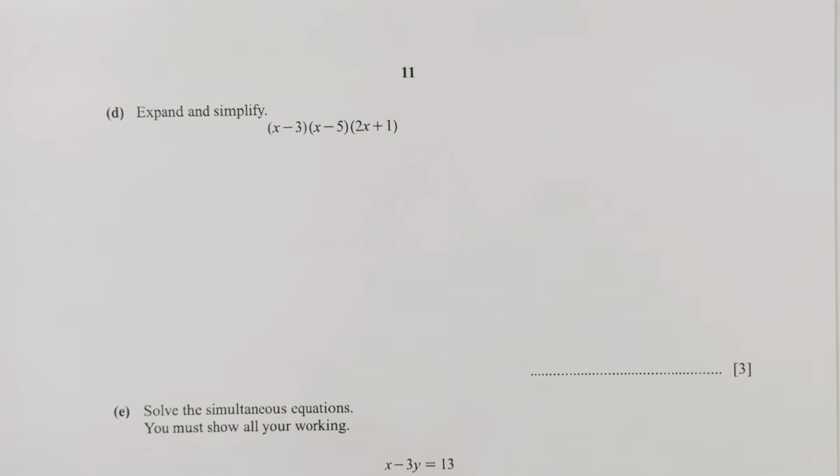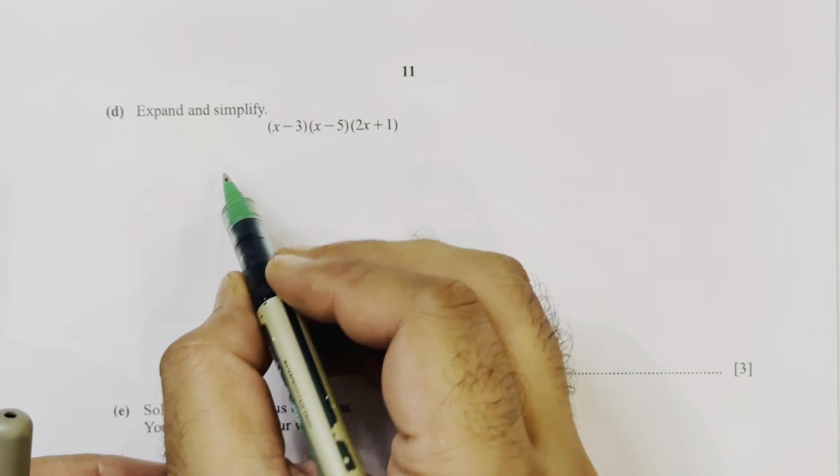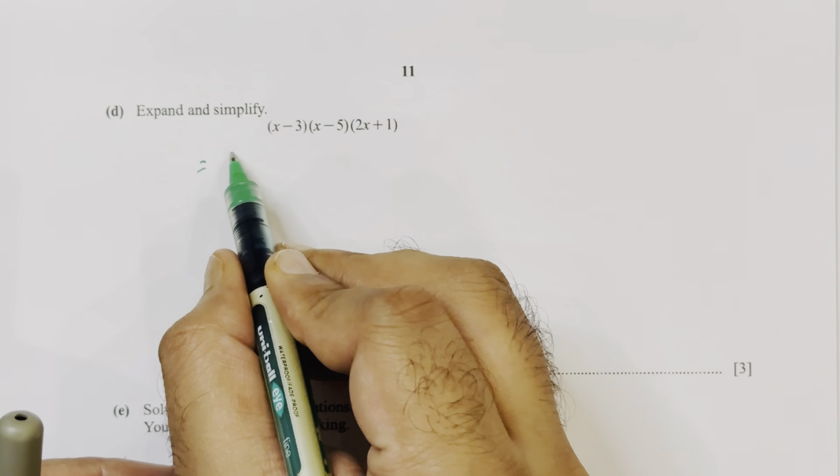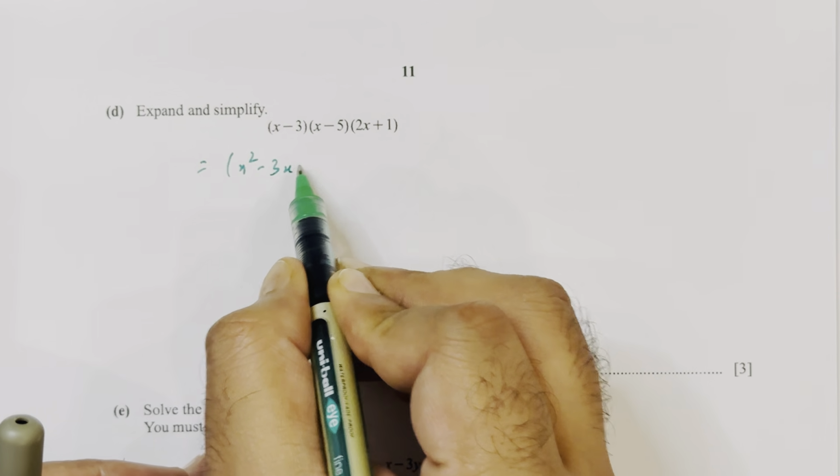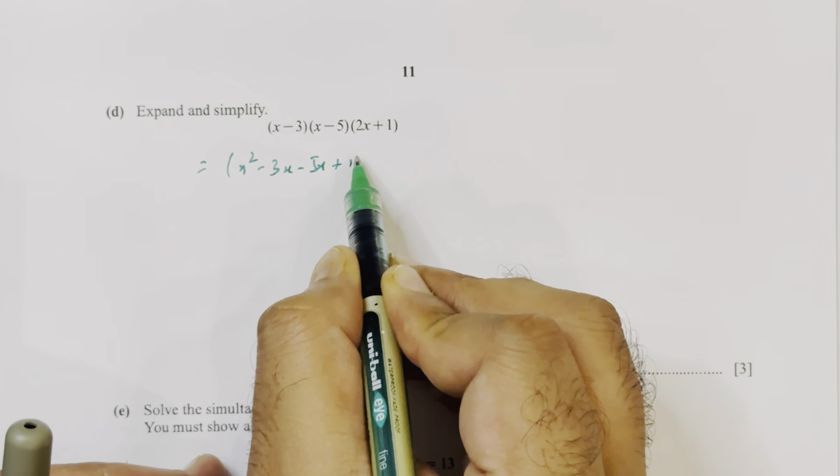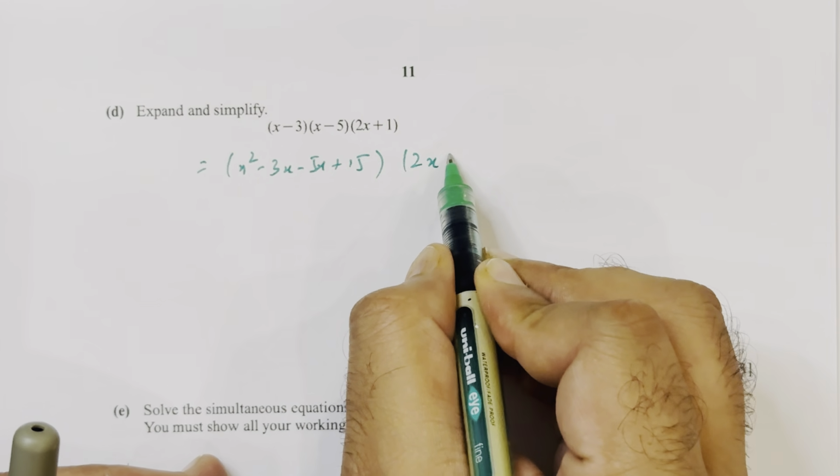Okay, moving to its D part. D part is that expand and simplify. So this is a very easy question. So first you need to multiply x into this. It would be x square minus 3x, then minus 5x plus 15. You get the value 2x plus 1.